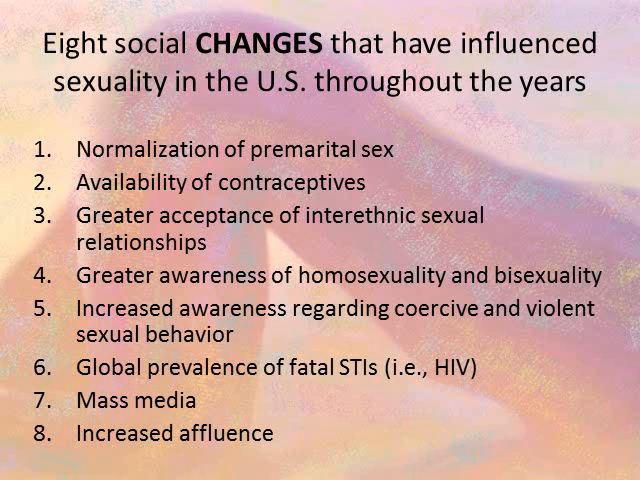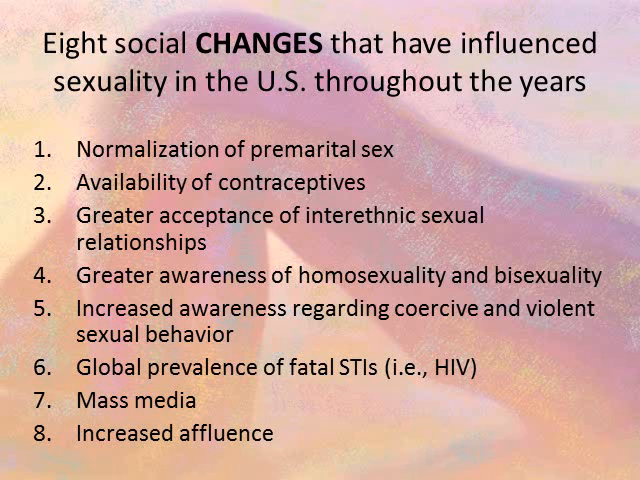Then we have increased awareness regarding coercive and violent sexual behavior. So it's not shocking now to know that partners do abuse one another, that they can try to control one another. Usually this control occurs in one direction, one partner controlling the other, and violent sexual behavior, so forcing sex, forcing somebody to do something they're not comfortable with, etc. Number 6, the sixth social change, is the global prevalence of fatal sexually transmitted infections. They used to be called sexually transmitted diseases. Now we refer to them as STIs because a disease always has symptoms as part of its protocol or how you define it, but sexually transmitted infections do not always have symptoms. We'll talk more about that later.